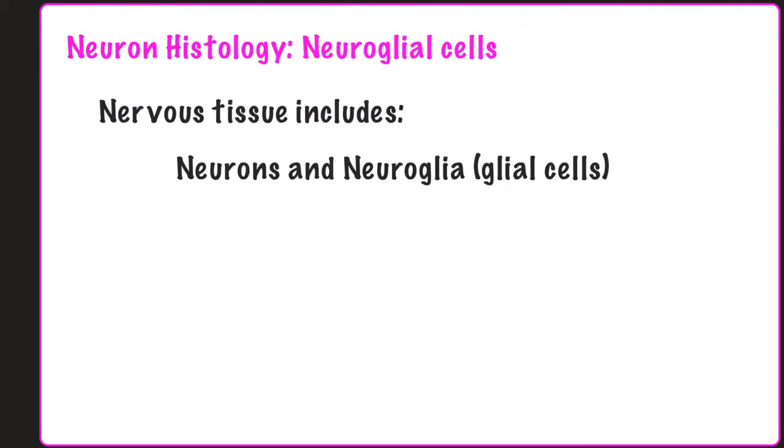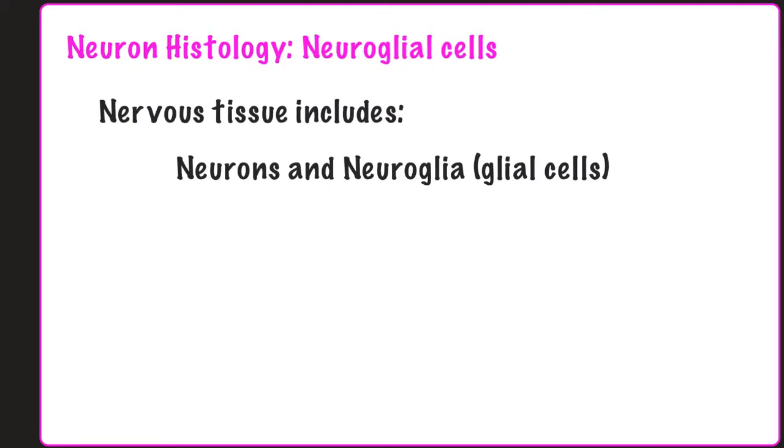If we take a look at neuron histology, taking a closer look at nervous tissue, you'll notice that nervous tissue is composed of 2 different types of cells: neurons, which I talked about in my last video, and neuroglia. There are about 1 trillion neurons in the nervous system, and neuroglia outnumber the neurons by as much as 50 to 1. Neuroglia are also referred to as glial cells. So in the nervous system, what you'll see within that nervous tissue again is neurons and neuroglia.